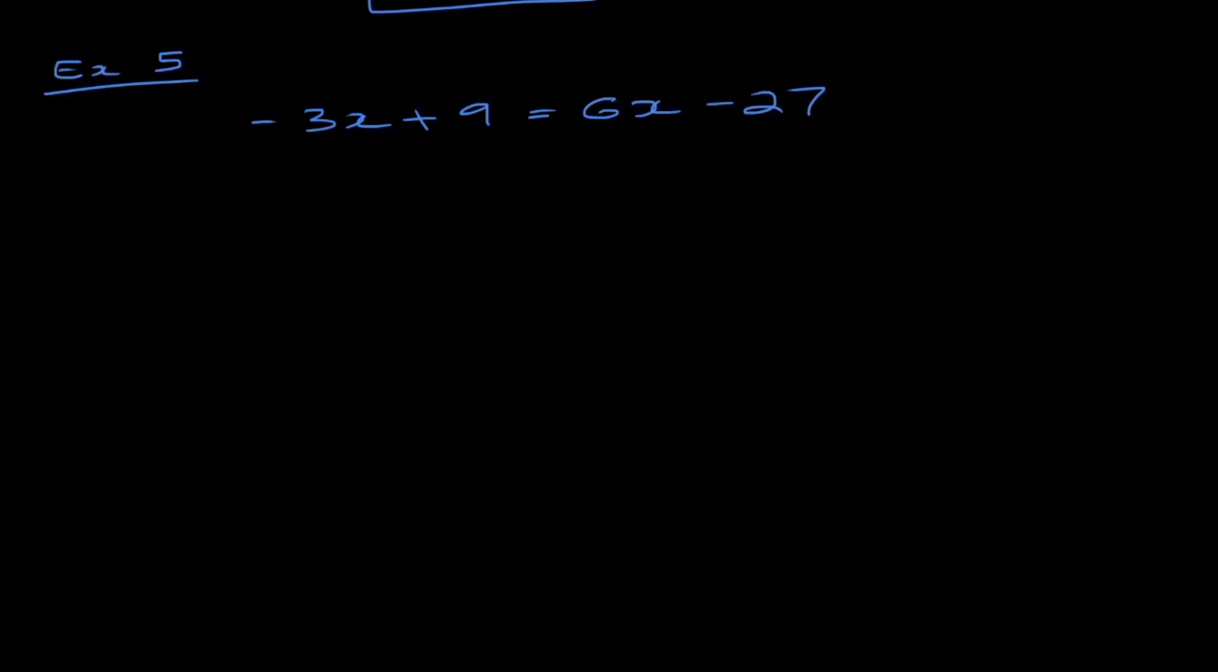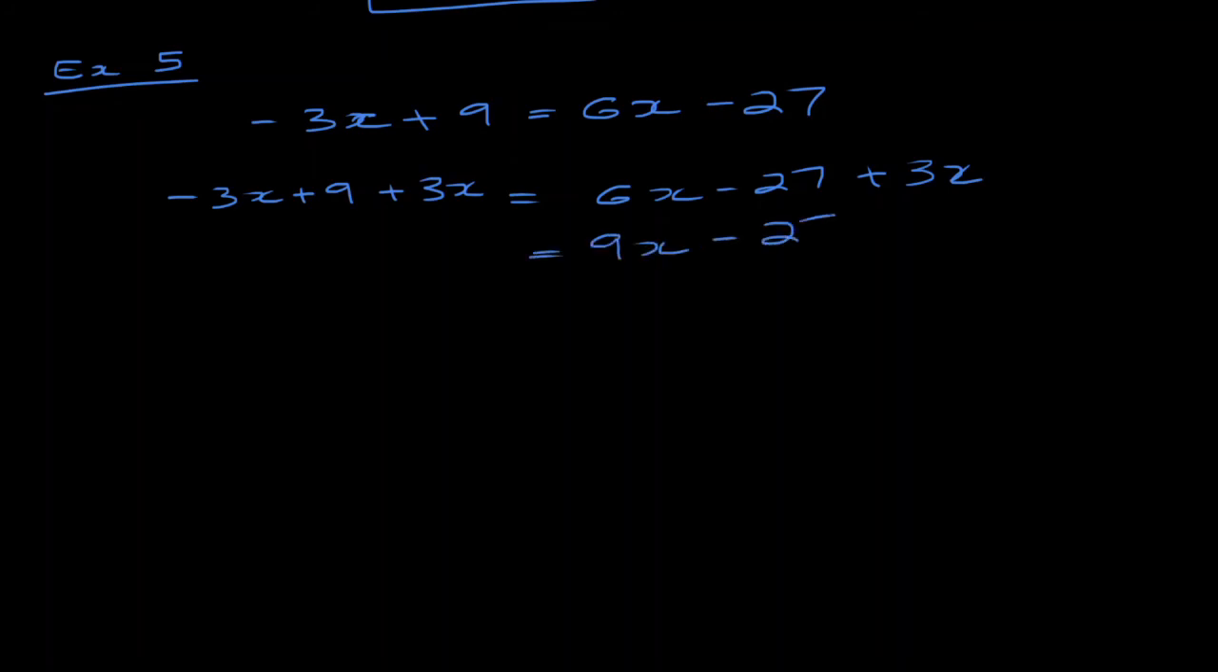And hopefully you've done it. And let's rock and roll. So the quickest way to think about this is since 3x is smaller than 6x on this side, let's move the 3x over. So let's do minus 3x plus 9 plus 3x, and then 6x minus 27 plus 3x. So now we have 9x, 6x plus 3x, 9x minus 27. And on this side, we'd have just 9.